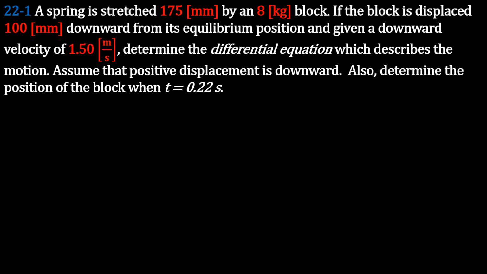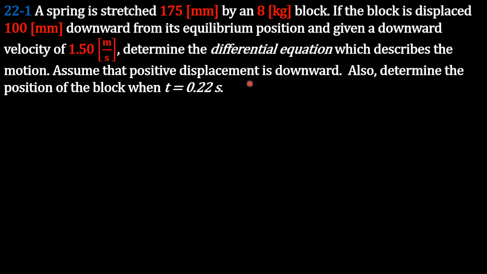So the first problem that we will discuss is 22-1. Here we are told a spring is stretched 175 millimeter by an 8 kilogram block. If the block is displaced 100 millimeter downward from its equilibrium position, and pay attention to the phrase equilibrium position, and given a downward velocity of 1.5 meter per second, determine the differential equation which describes the motion.